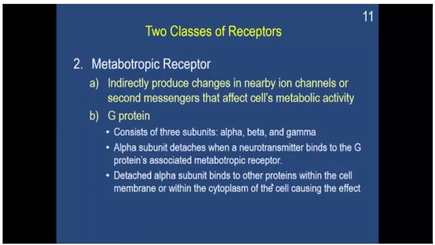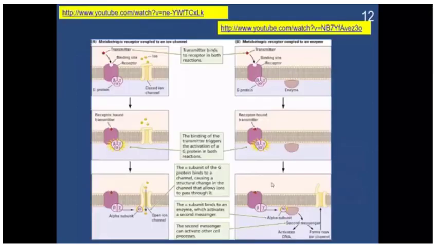In this unit, when the neurotransmitter binds, the alpha subunit dissociates and goes off and does something else. It may interact with a receptor or an ion channel near that receptor to cause a change in that ion pore. It could have a secondary effect on some other messenger system. It might go affect the nucleus. So let's look at some pictures of this.